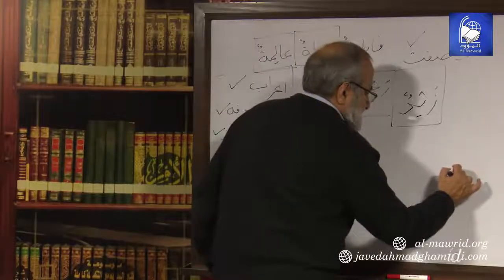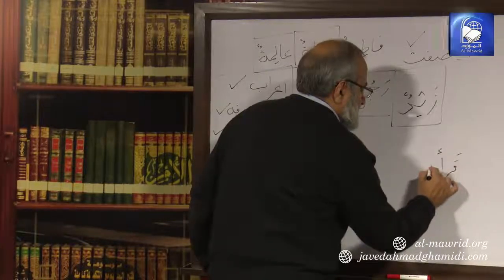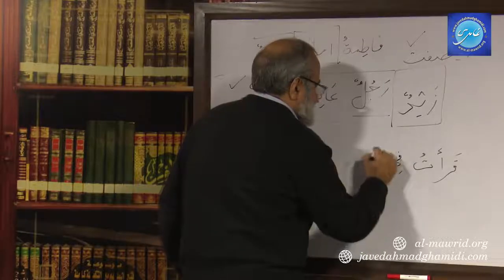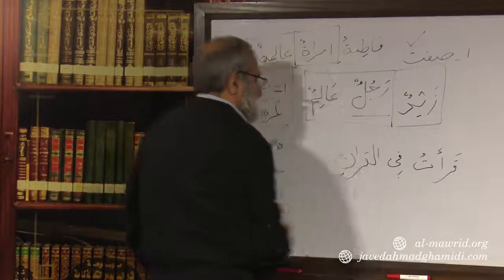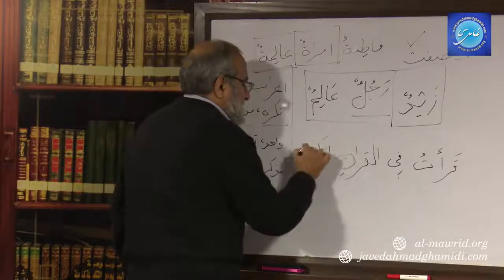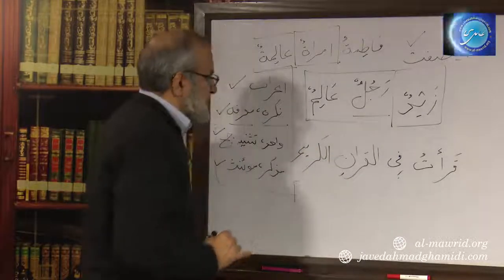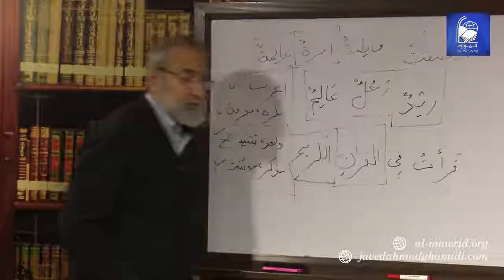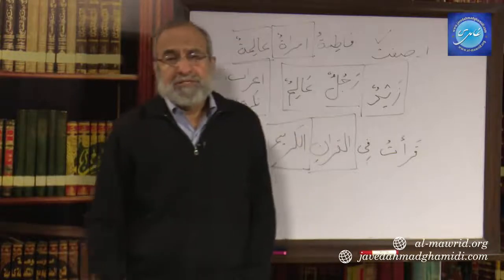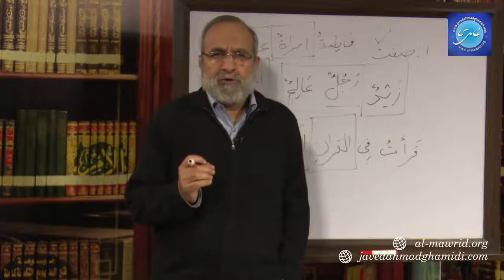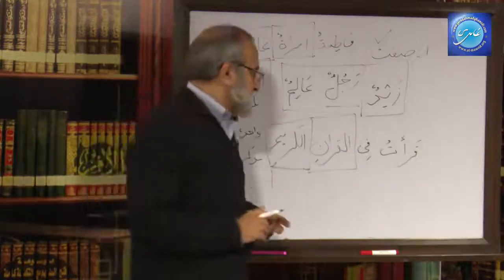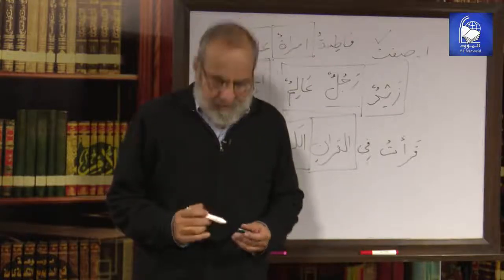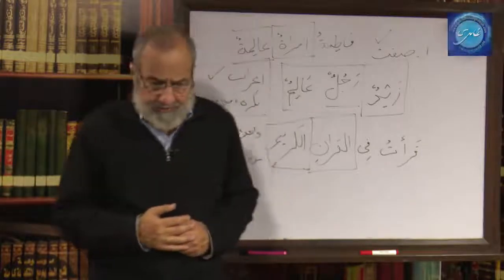If I say qara'tu, I read, fil Quran, I read in the Quran. Which Quran? Which is the noble Quran, Quran al-Kareem. Now this Kareem is again the sifat of al-Quran, and here it's going to take the form of jar. Why? Because al-Quran here is in the Arabic form of jar because of the harf jar fi, and it is followed by al-Kareem, which again has to be in the Arabic form of jar because sifat always follows its mawsuf in all aspects.